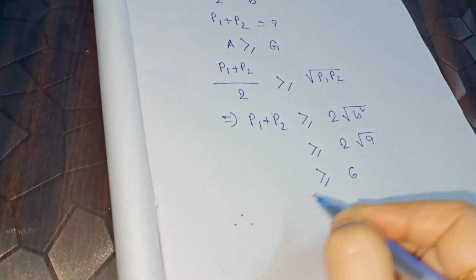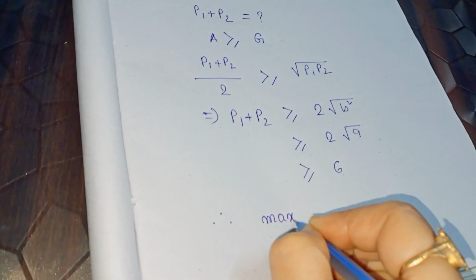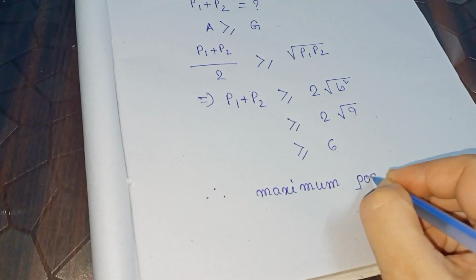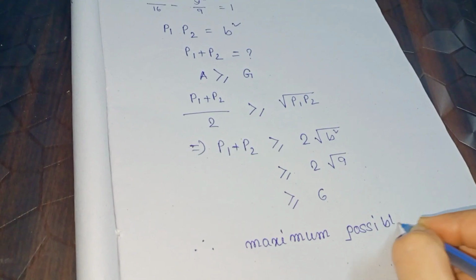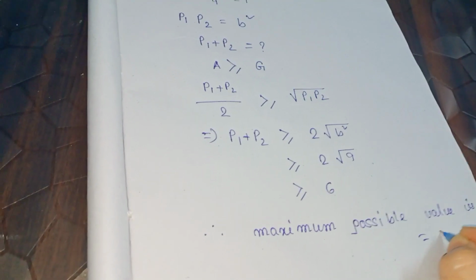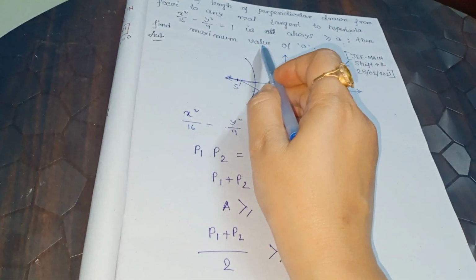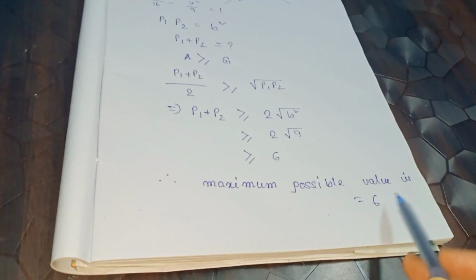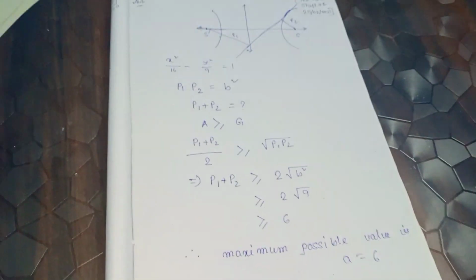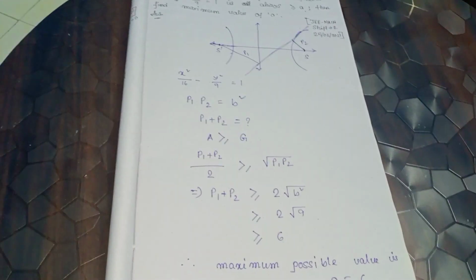So the maximum possible value is equal to 6. So we should find the maximum possible value of A. So the maximum possible value of A is equal to 6. So this is the whole solution of question 16.